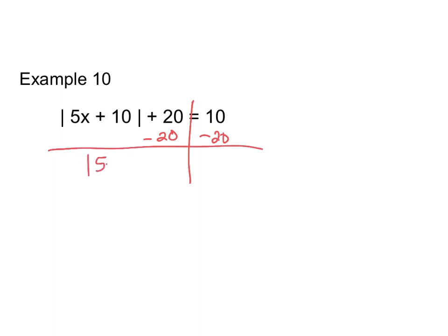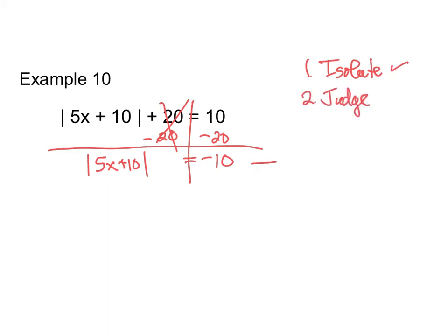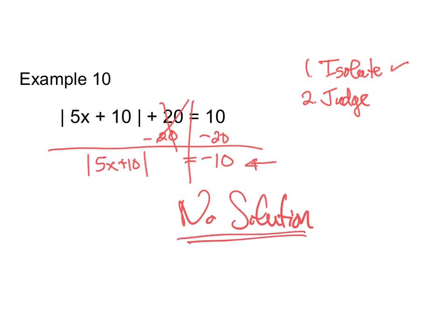So I have absolute value 5x plus 10 equals, that makes it 0, right? And then 10 minus 20 is negative 10. So the absolute value is isolated, check. Now we're going to judge. Who are we judging? We're judging that negative 10. Because it's negative, our answer is no solution. I can't do an absolute value and get a negative answer. It just doesn't work. It's just no solution.